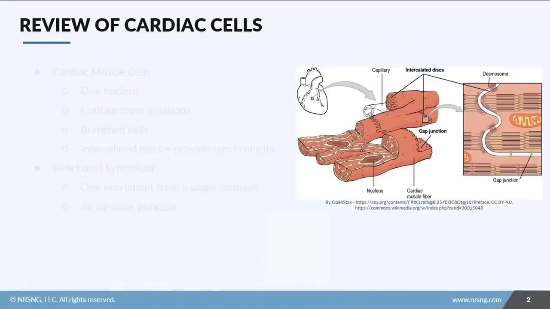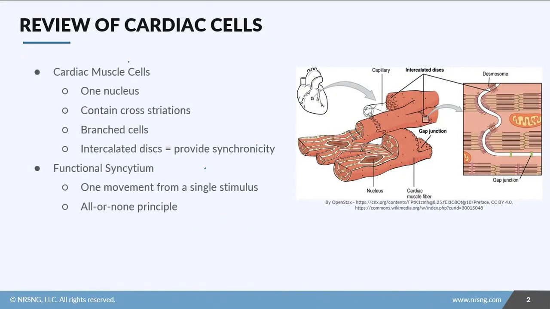All right, in this lesson, we're going to take a look at the electrical activity in the heart. Before we get started, we have to review those cardiac muscle cells. First off, if you look here, this is a cardiac muscle cell. You'll note that it has only one nucleus and it contains cross striations.